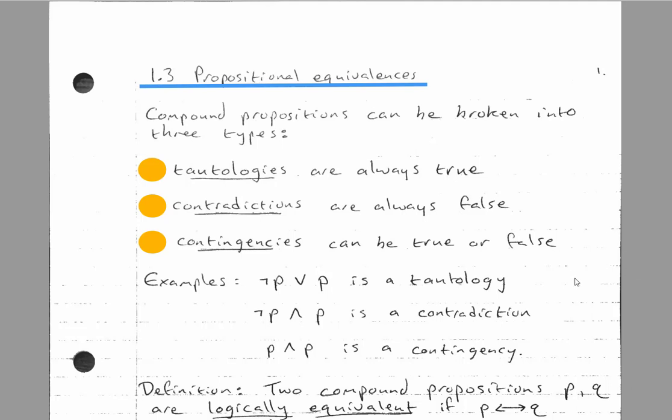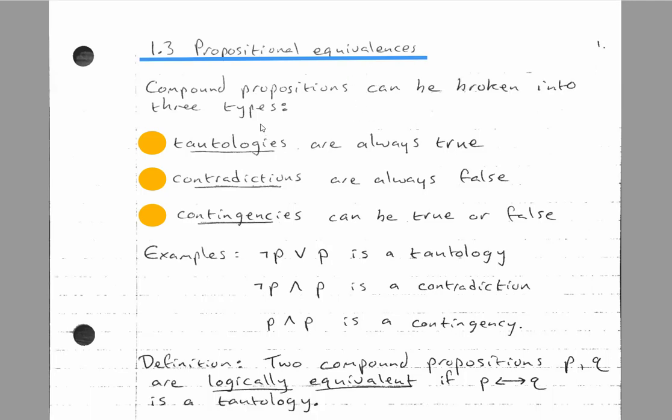We're continuing our study of logic in this next section, propositional equivalences. Alright, so these compound propositions we'll be looking at can be broken into three types. The first type are called tautologies, and those are always true. No matter what the internal propositions, say P, Q, and R, are, they always turn out to be true.